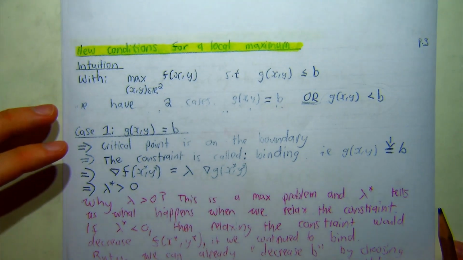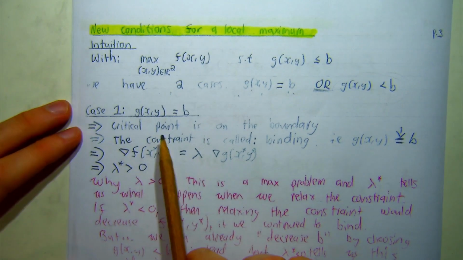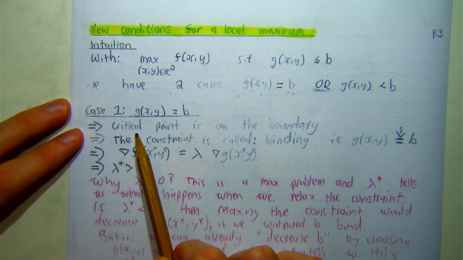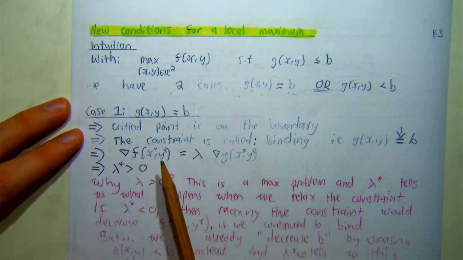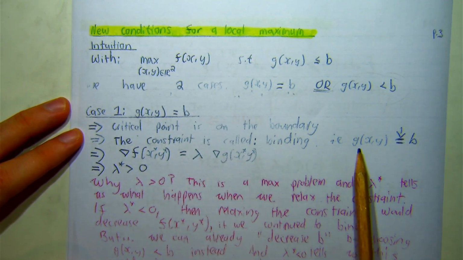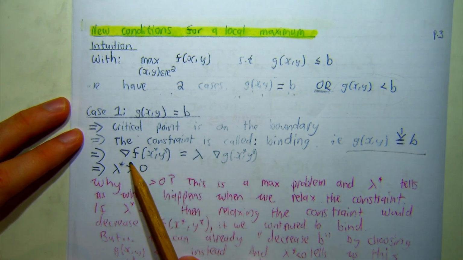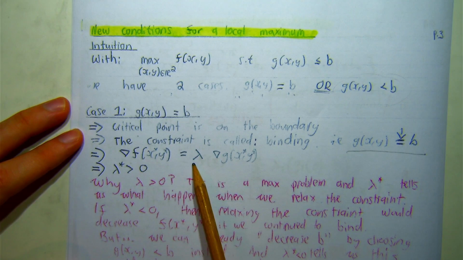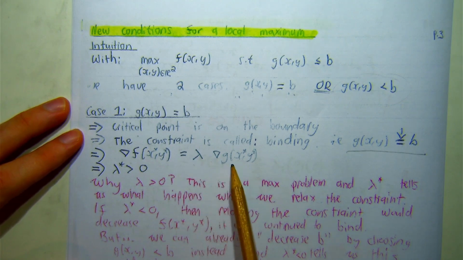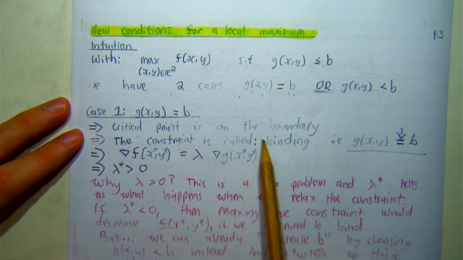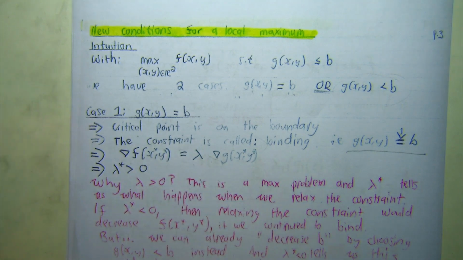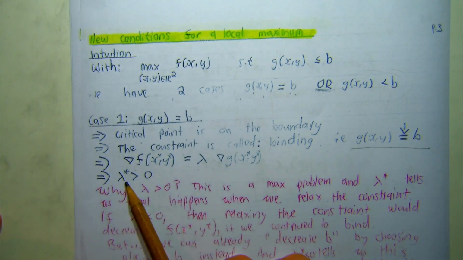Okay, so two cases. Case one, equal to b. That means that the critical point is on the boundary. The constraint is called binding, i.e. this is exactly equal to b. Grad f is equal to lambda grad g. So the constraint function gradient vector is parallel to the objective function gradient vector. And lambda star is greater than 0.